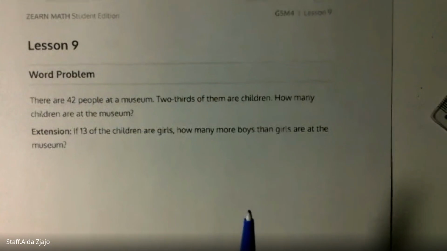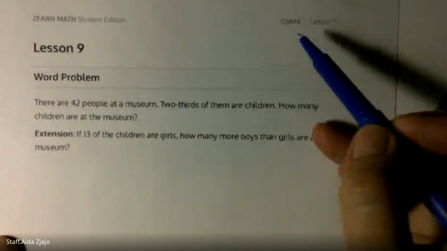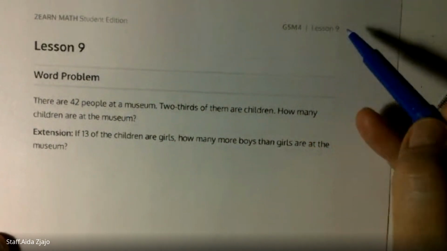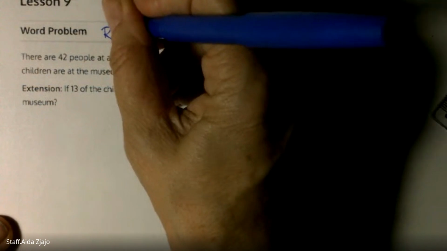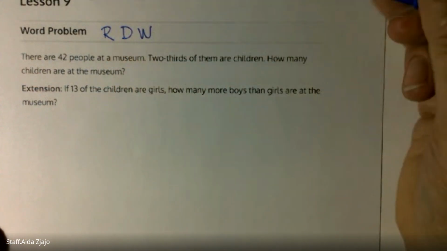Hello, it's Mrs. Z. This is grade 5, mission 4, lesson 9, and it's a word problem. Okay, I'm going to use a read, draw, and write strategy.